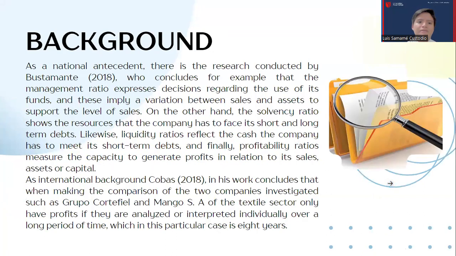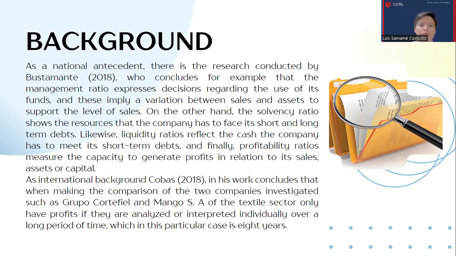Background. As a national antecedent, there is the research conducted by Bustamante, who concludes, for example, that the management ratio expresses decisions regarding the use of the funds, and this implies a variation between sales and assets to support the level of sales. On the other hand, the solvency ratio shows the results that the company has to face its short and long-term debts. Likewise, liquidity ratios reflect the cash the company has to meet its short-term debts. And finally, profitability ratios measure the capacity to generate profits in relation to its sales, assets, or capital.